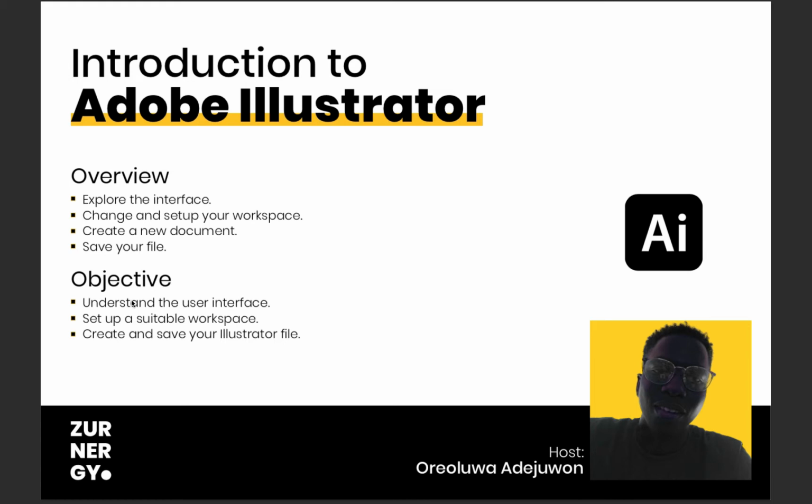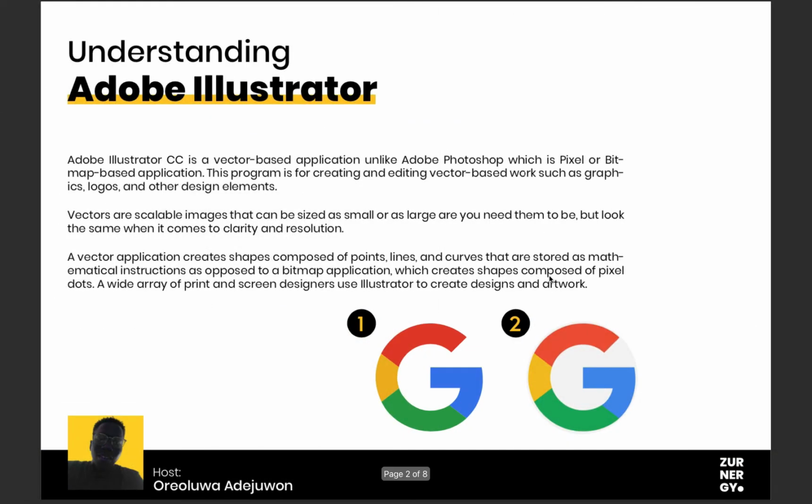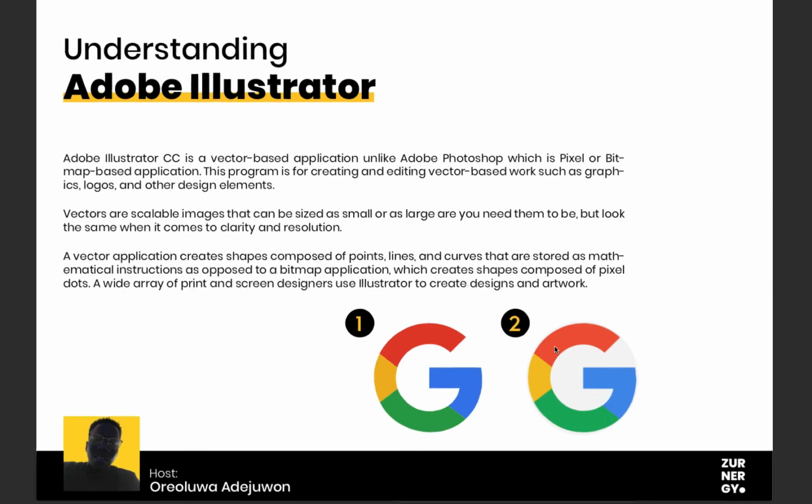So Adobe Illustrator, this is for you. For you to understand Adobe Illustrator, it is a software that is vector based, compared to Photoshop, which is bitmap based. What I mean by bitmap is that Photoshop builds its files based on dots and pixels. So when you want to differentiate vector based and pixel based, these are the things you need to consider.